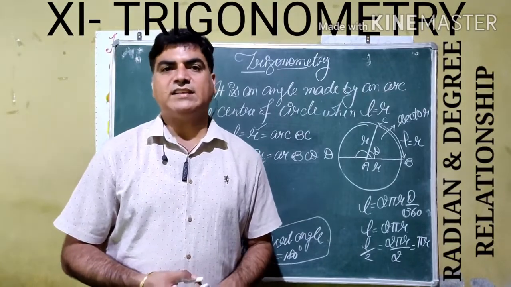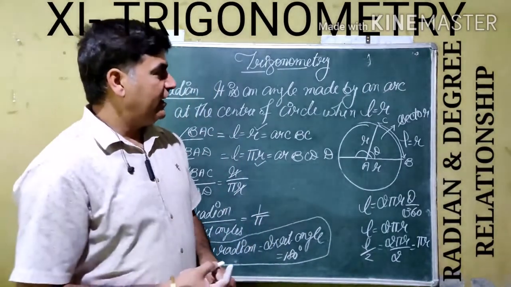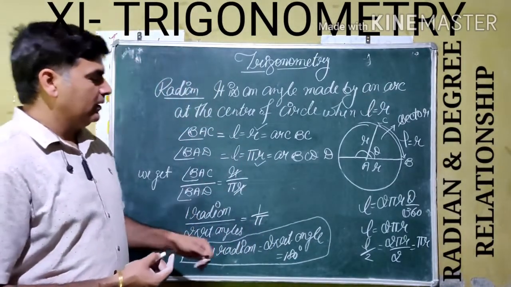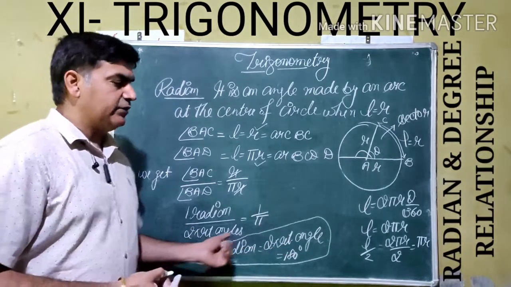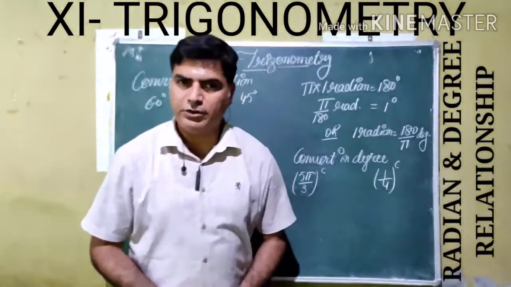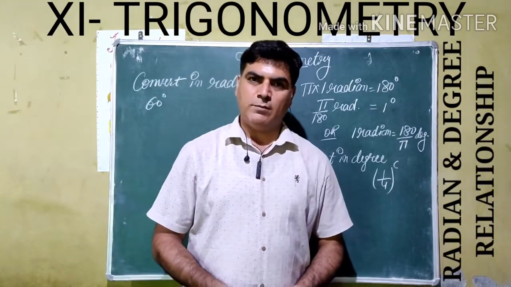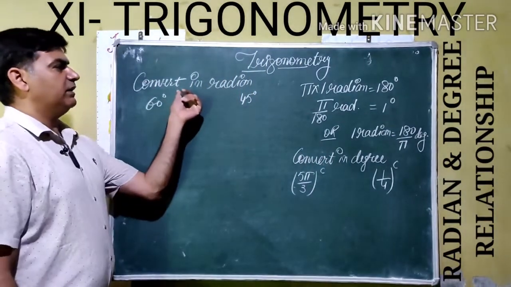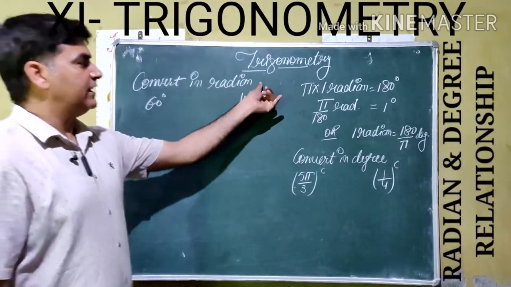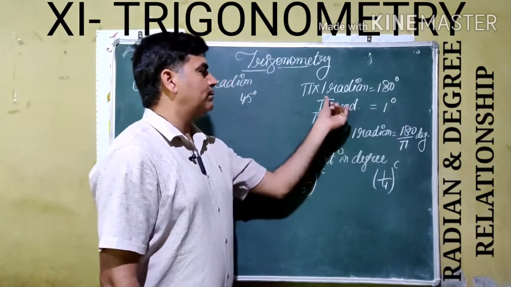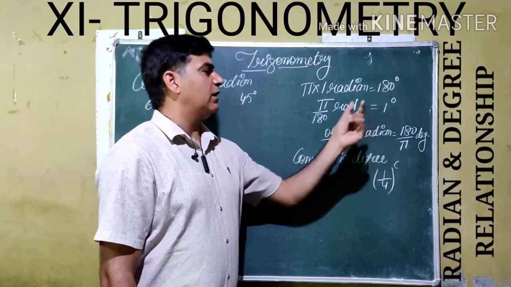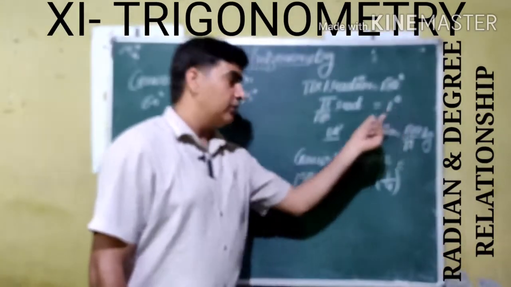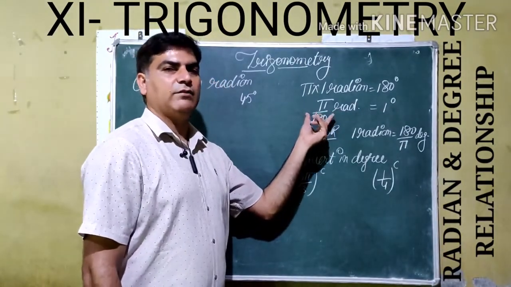Now we are going to take examples where we convert angles from degree to radian and radian to degree. Firstly we have the example: convert the given angle in radian. If you see here, 1 degree means pi by 180 radian. Means if we want to convert any value from degree to radian, we have to multiply by pi by 180.